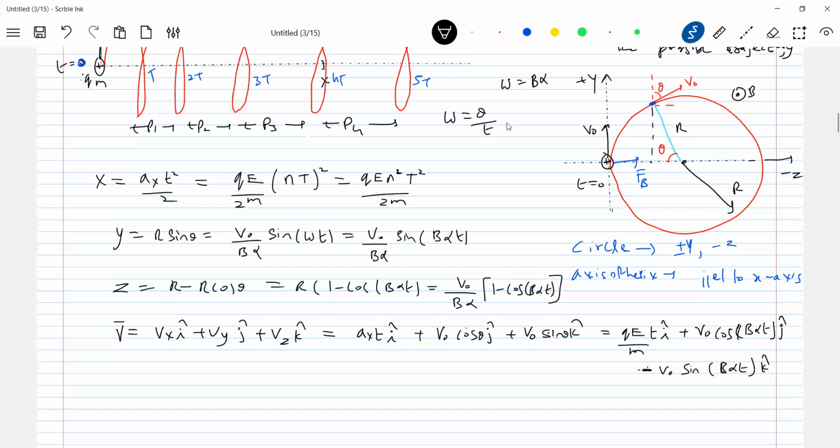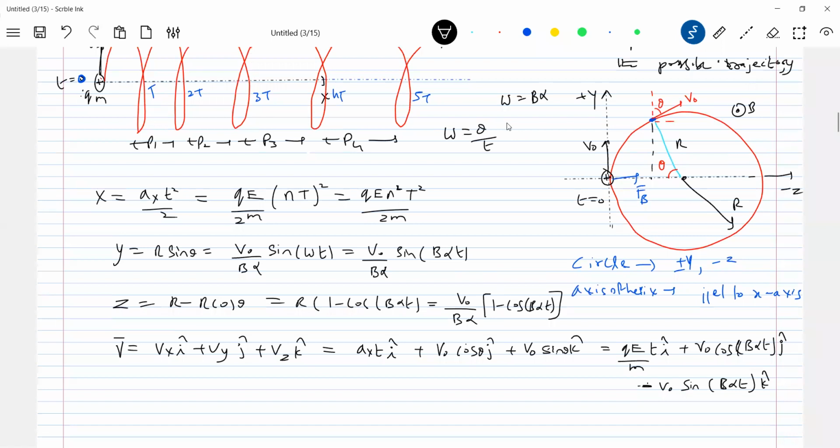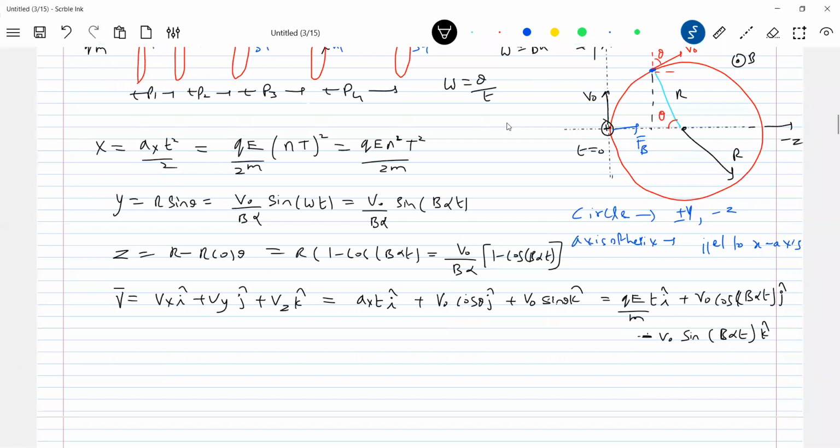Now, look at that. When it crosses the x-axis, what will happen to the velocity vector? Will it have the same orientation? Initially, at t equals 0, how was the velocity vector? Now I'm interested in which particular plane you can see that clearly. There are two velocities: one v naught, the other will be vx. And what will happen to vx? Vx will continuously increase.